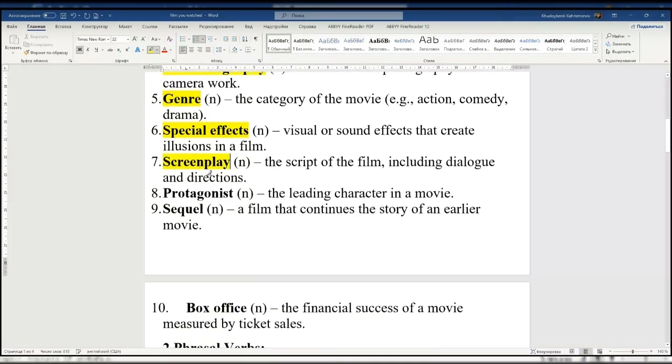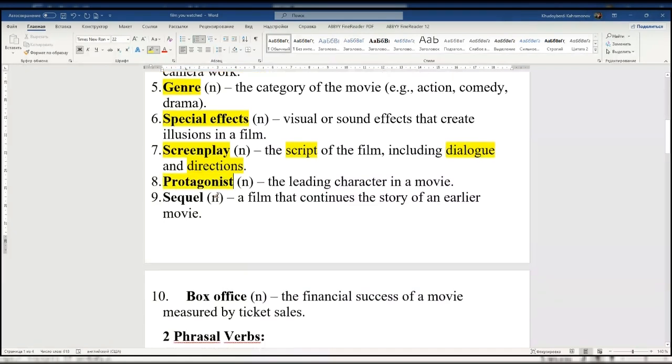And special effects and screenplay. Special effects are the specific effects created by some sort of computer applications or programs, for example, Adobe Premiere or some sort of CGI effects, right? And screenplay means the script of the film, right? Screenplay means script, it means dialogue, it means directions, it means monologue, right?